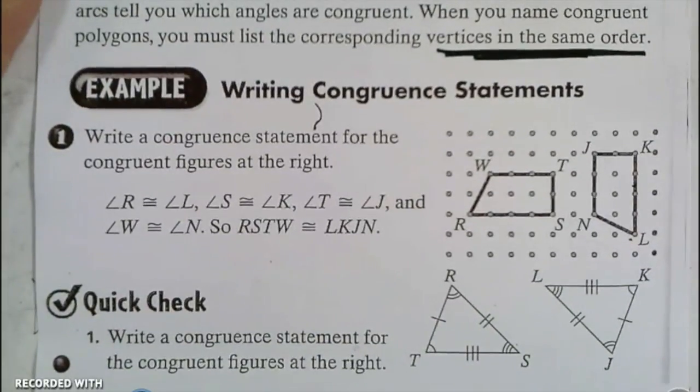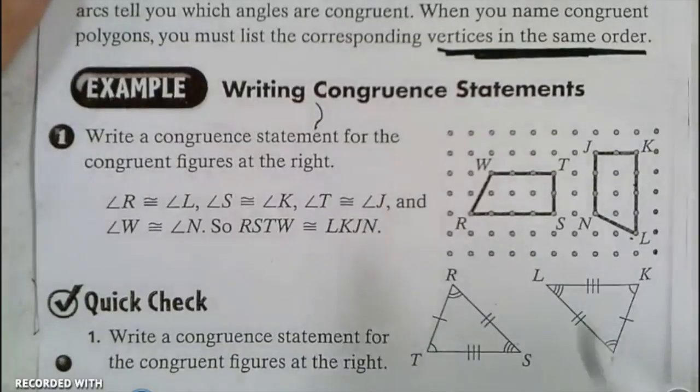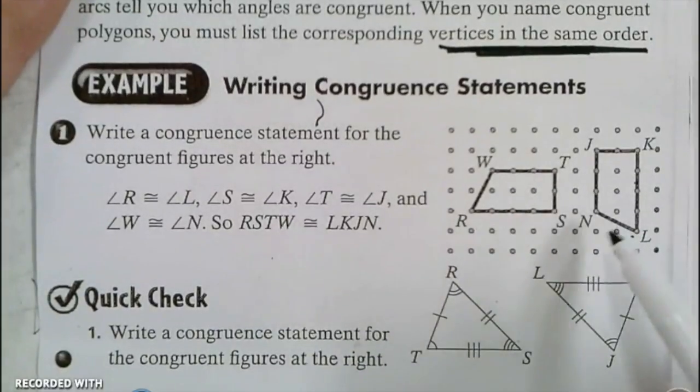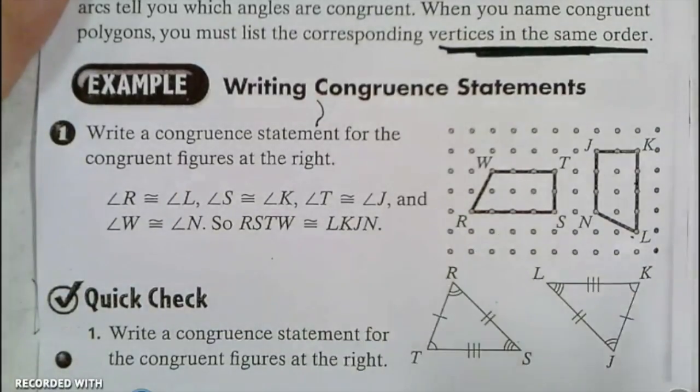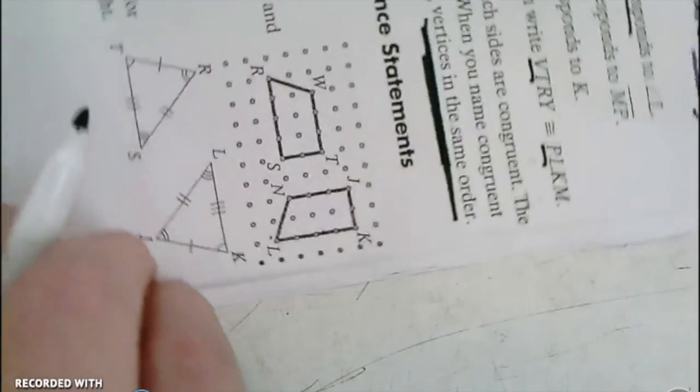Let's look at our first example, writing congruent statements. Write a congruent statement for the congruent figures at the right. So here I have 2 figures, and notice that one is rotated to not be the same. Try to see which way it was rotated. Can you see it?